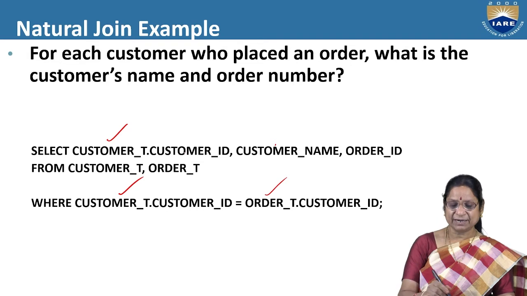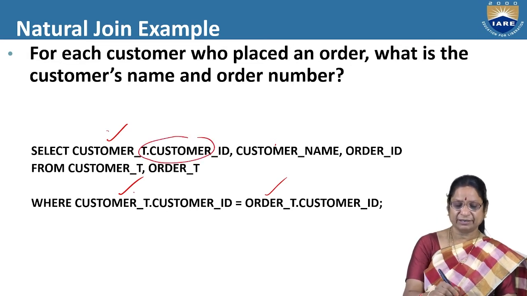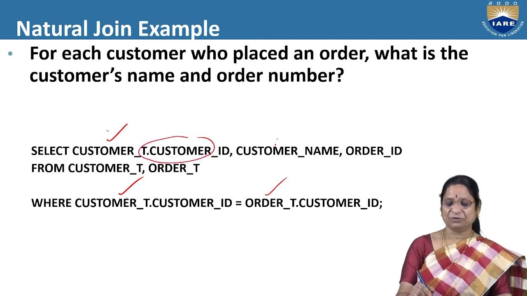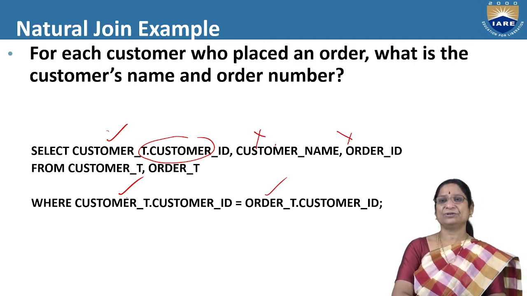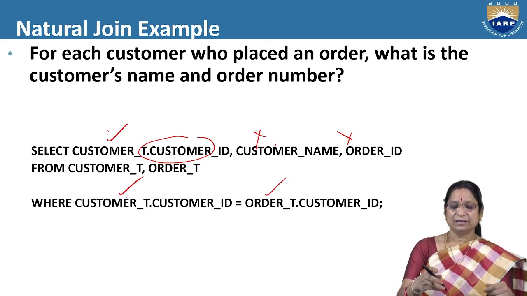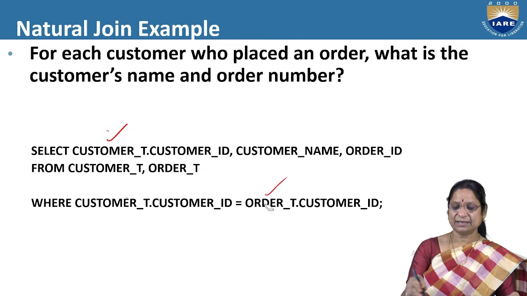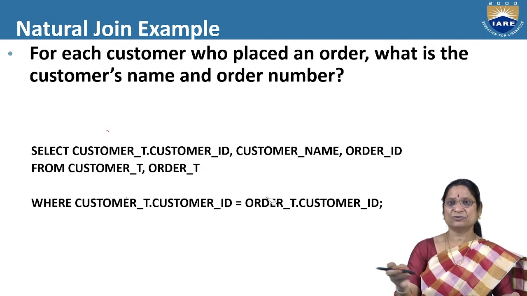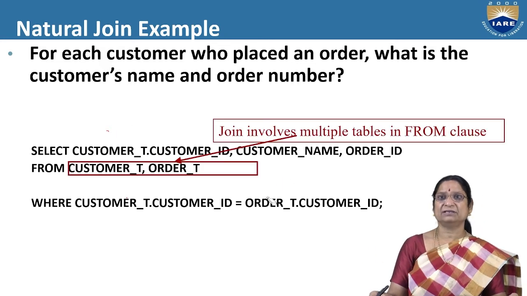So that's why customer ID is repeated. Here it is qualified. Here also qualified. Here also qualified. Here there is no qualifier. Here there is no qualifier. We are not using qualifiers because order ID, customer name are available in one table only, I mean individual tables only, not both tables. So if this condition is satisfied, then the data is going to be retrieved.